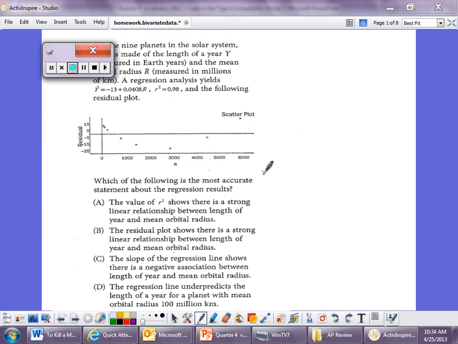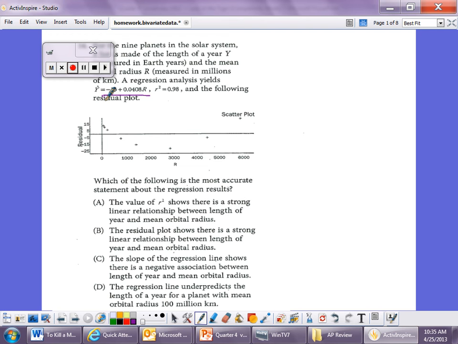So we continue on. B, the residual plot shows that there's a strong linear relationship. That's flat out wrong. The residual plot shows a clear curved pattern to our residuals. We don't want to see that if we believe there really is a linear relationship. Part C, the slope of the regression line. So I come up to my equation. The number with the variable will be my slope. It's positive. The slope of the regression line shows there's a negative association. That's not correct. This is a positive slope, so a positive relationship.